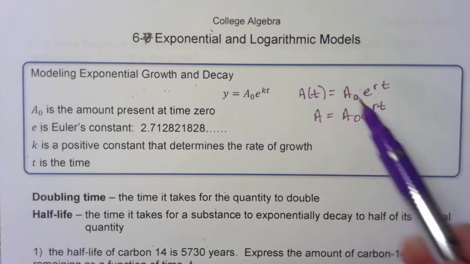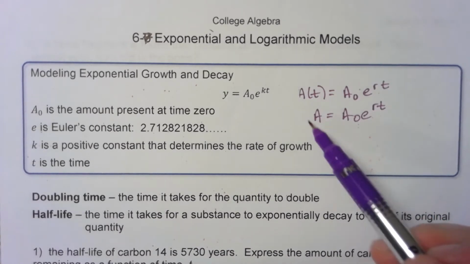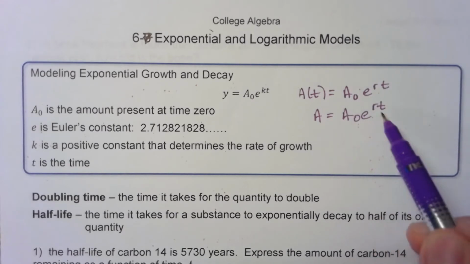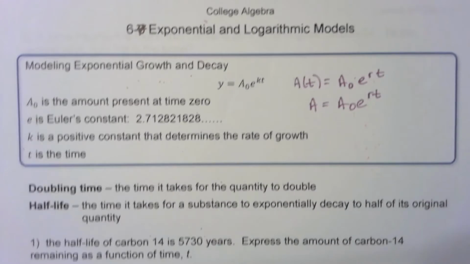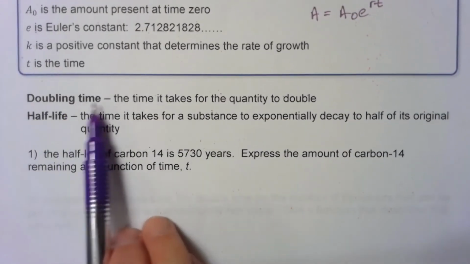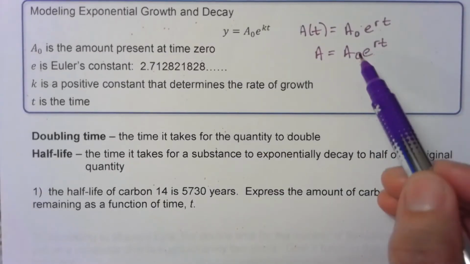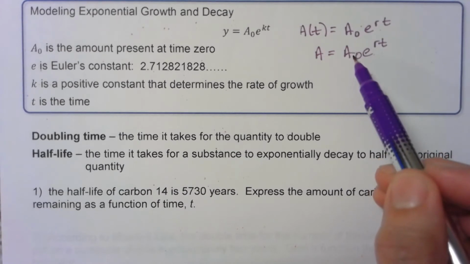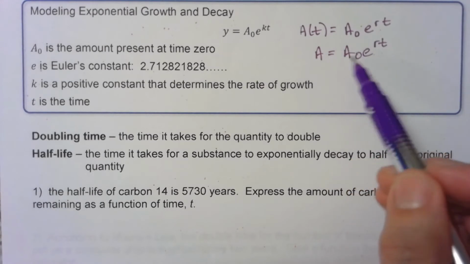Okay, now in this formula, this part is always the final amount after so much time has passed. This is the original amount, this is your rate of decay, and this is your time. Alright, so we need to get a couple of definitions. The doubling time is the time it takes for the quantity to double. So if you started out with 1 gram, that would go here, and you want it to double, that 2 would go here because 2 is double that 1.